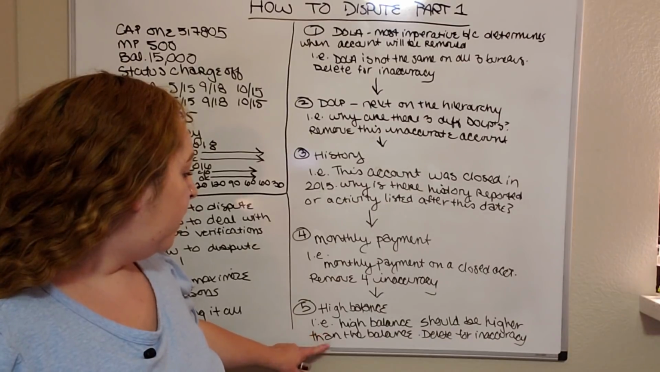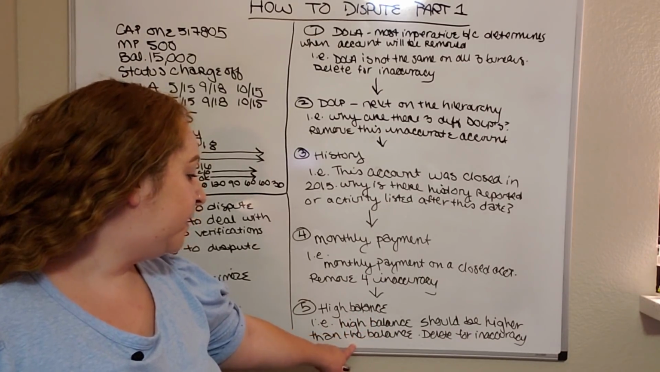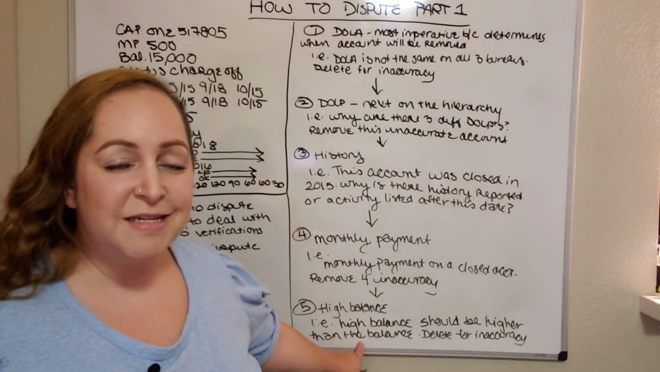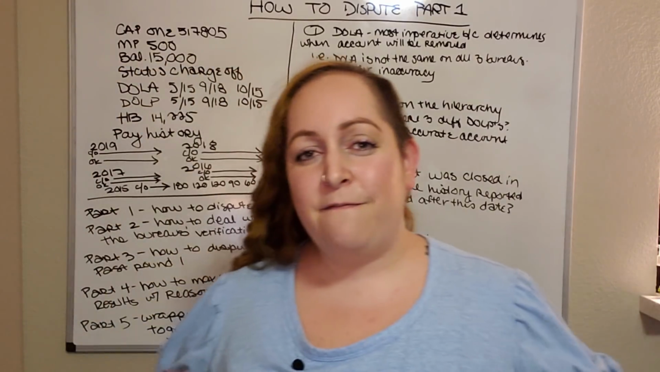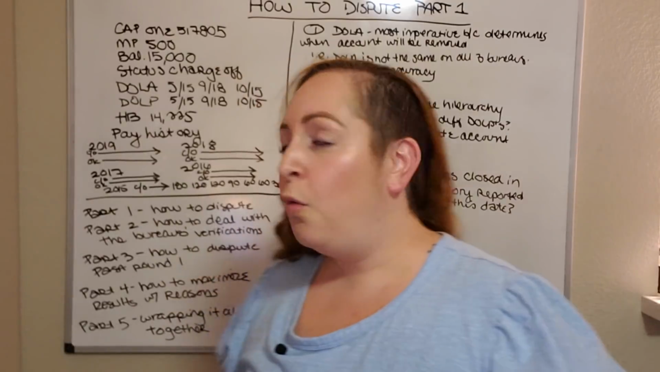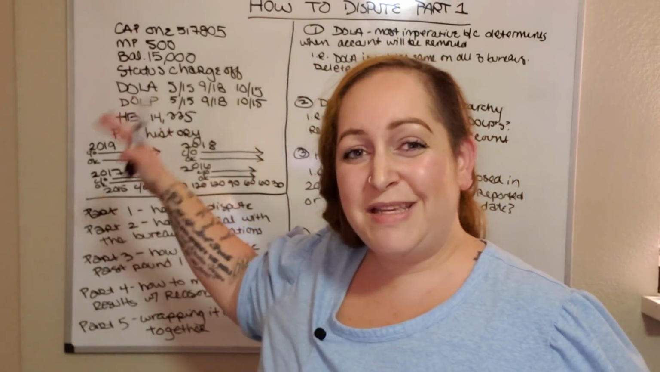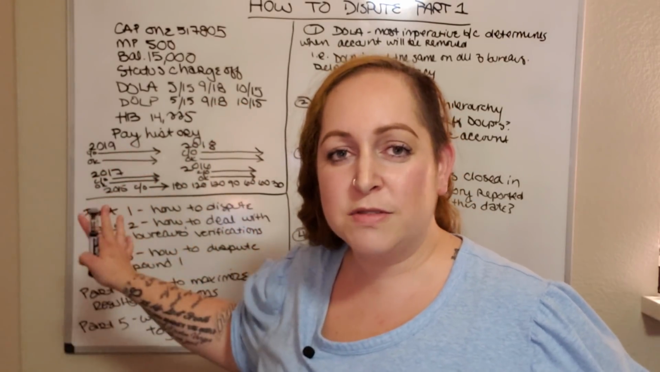Okay, high balance. High balance should be higher than the balance. Delete for inaccuracy. So as you can see, this is a very simple process, but you need to understand what you're looking at when you see all of these figures and the information on your accounts, okay?